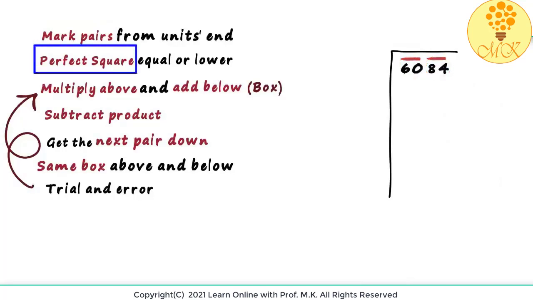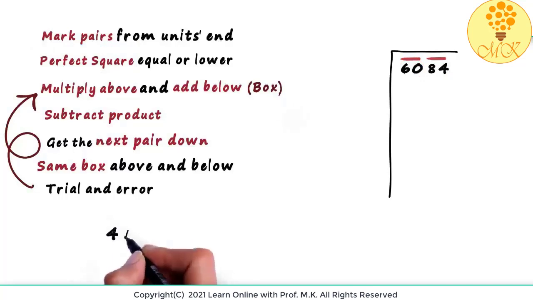Now we look for a perfect square which is equal or just lower than the first pair. The first pair is 60. Since 60 is not a perfect square, we look for a square closer to it. 49 is a perfect square close to 60, so is 64. But remember, we choose the perfect square closest and just lower. So 49 is the perfect square we're looking for.